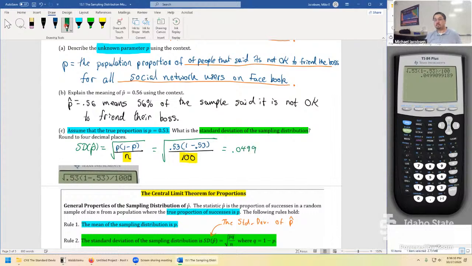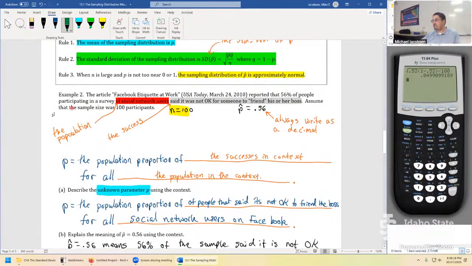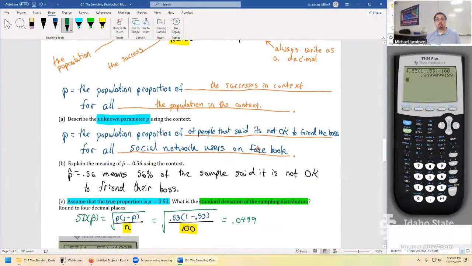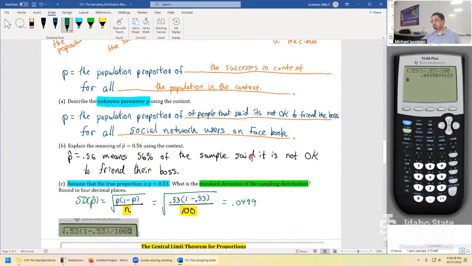Your 100, that was just an assumption, right? Yeah, that came from the value n, and they just said right here, assume the sample size is the 100 participants. Absolutely. Other questions so far? It would get a slightly different number. This turns out to be a tricky computation.